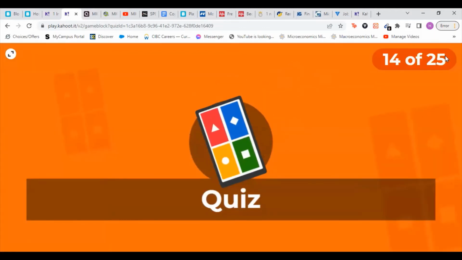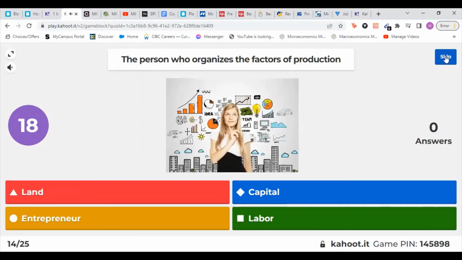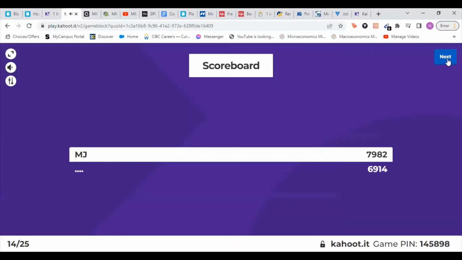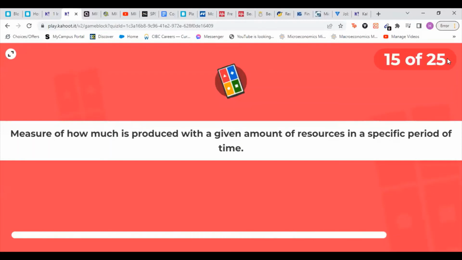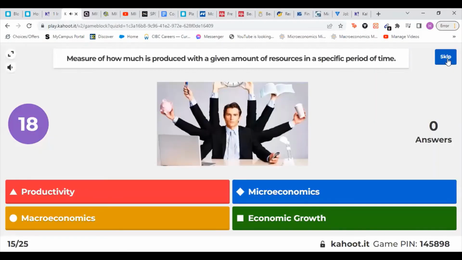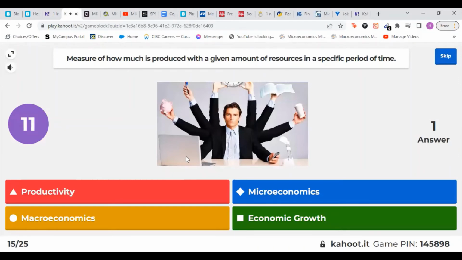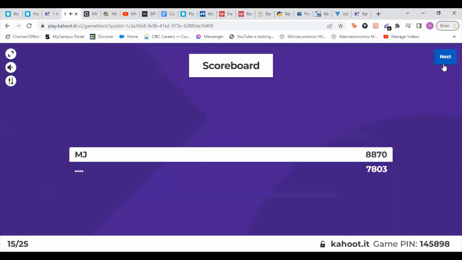Yeah. The person who organizes the factors of production. Who's that? Entrepreneur. Great job. And then a measure of how much is produced with a given amount of resources in a specific period of time. Productivity. Great job.